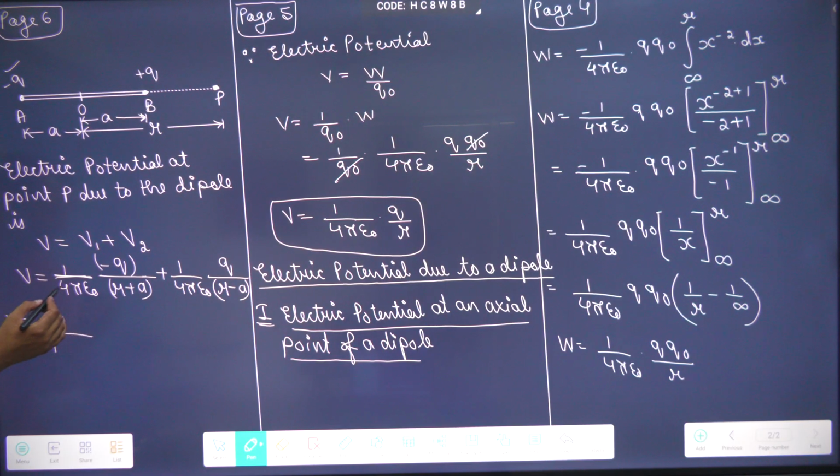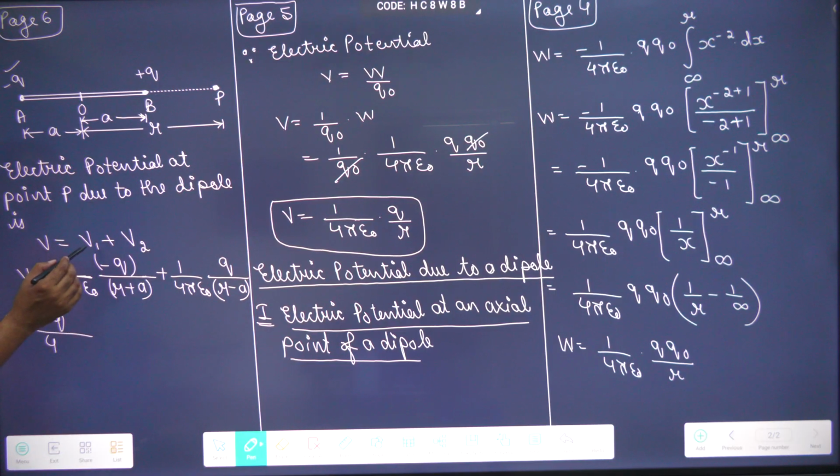Anusha, is this clear to you till now? Yes. Is there any doubt? Can you explain that? No problem. Whenever you have doubt, you have to ask it again and again.